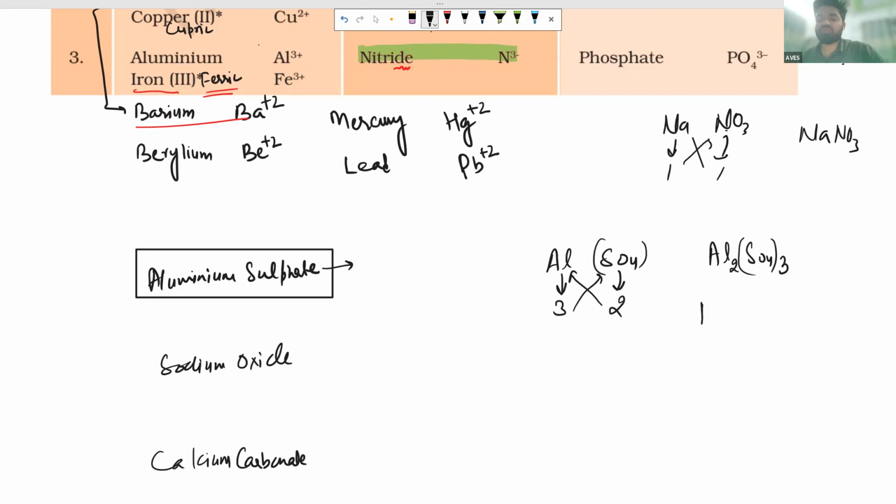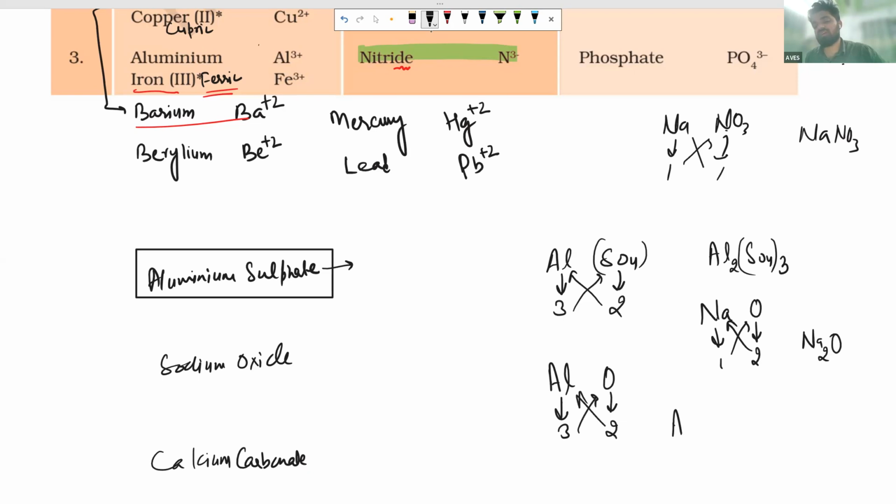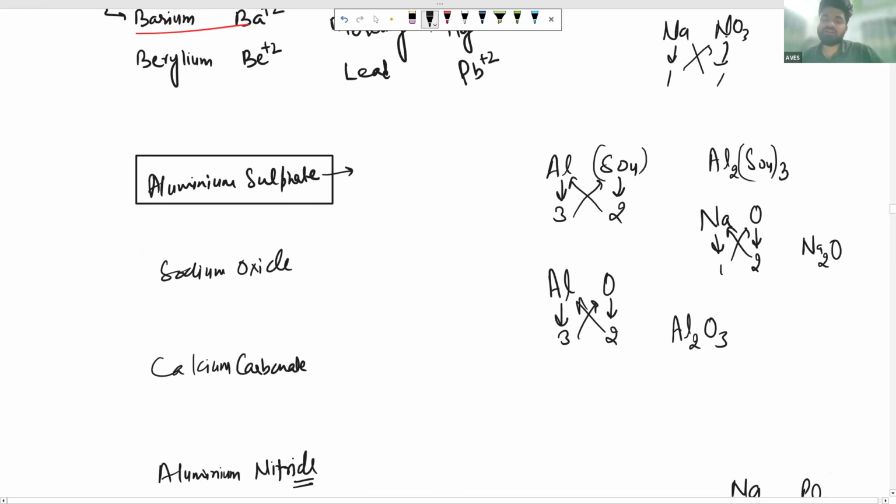Like for example, if it is sodium oxide only, Na has valency 1 and O has 2. So you cross multiply and you will get Na2O. But if you have aluminium oxide, aluminium has 3 and oxide has 2. So you can write it this way, Al2O3. No need to write it in brackets because it is a single element here. But if it is sulfur and oxygen, they are two elements. So when you write it, you have to write the polyatomic ion in brackets.